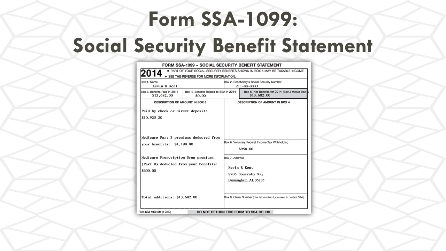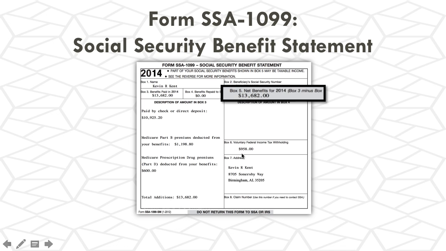Social Security benefits are going to be reported on an SSA 1099. This is what this form looks like. So let me just briefly highlight some of the important boxes that we'll be using on the Social Security benefit statement, much like we did for the Form W-2. So box 5 is going to report the net total benefits for the tax year. This is the important number to use when you're reporting Social Security benefits on the income tax return.